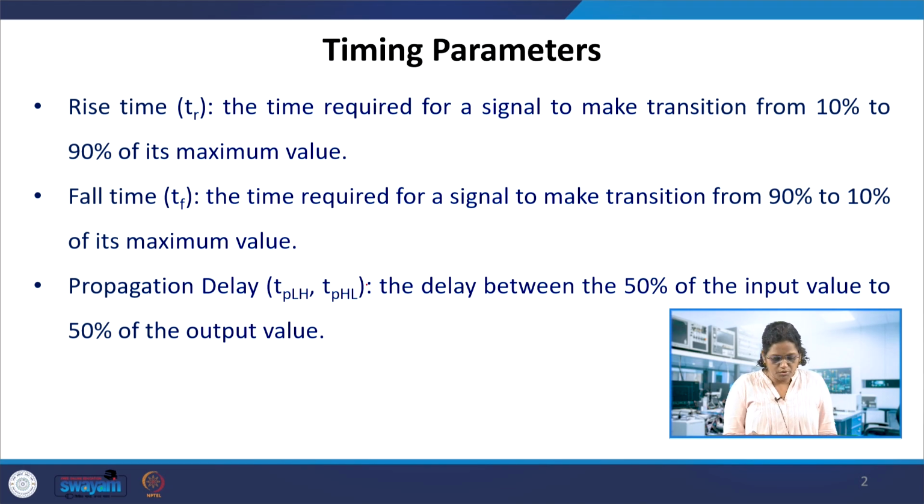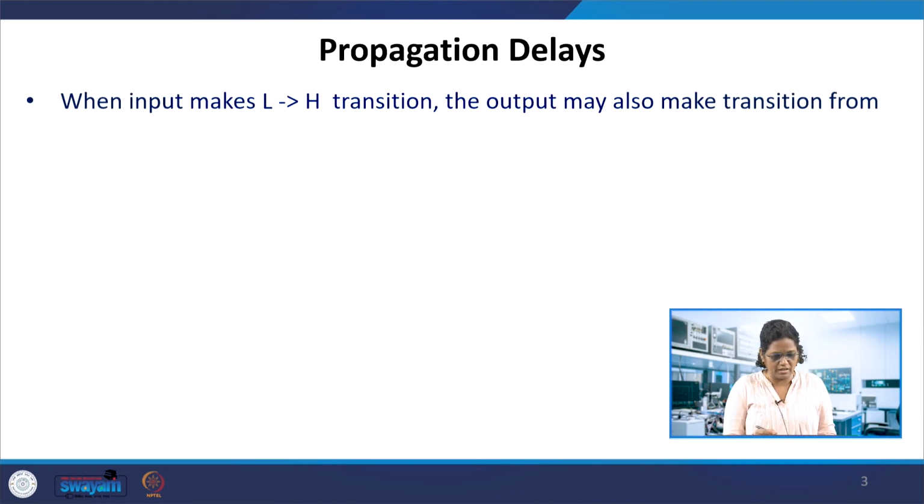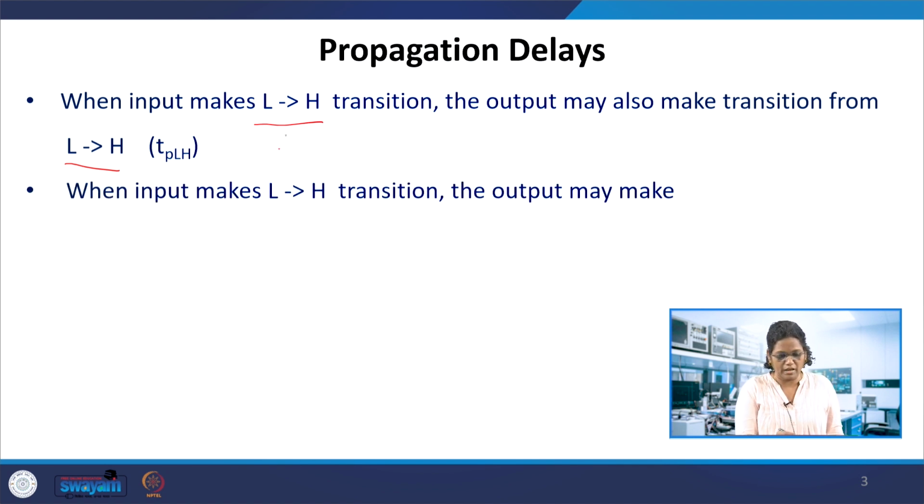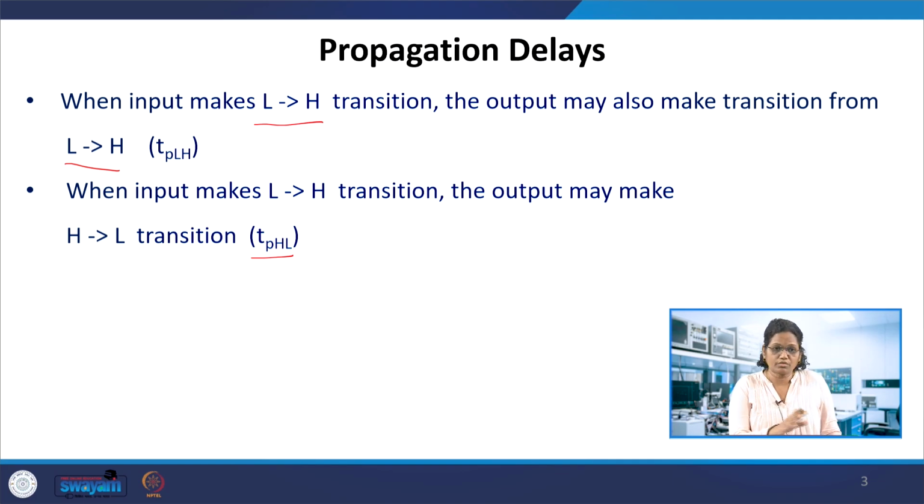Suppose we take the other cases of this propagation delay. When the input goes from L to H, the output may also make a transition from L to H, that is TPLH, where the output is changing from low to high. When the input goes from L to H but the output goes from H to L, depending on the logic, this is called TPHL. So what matters is the transition of the output, whether it is going from low to high or high to low, because of the input change, which may be either LH or HL.